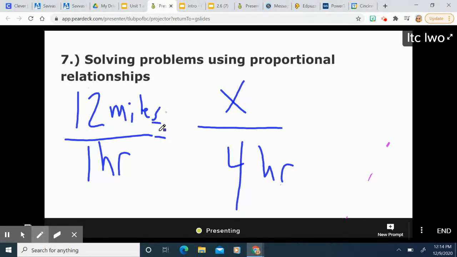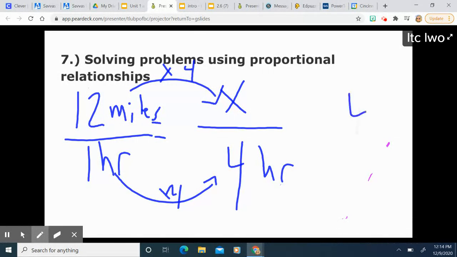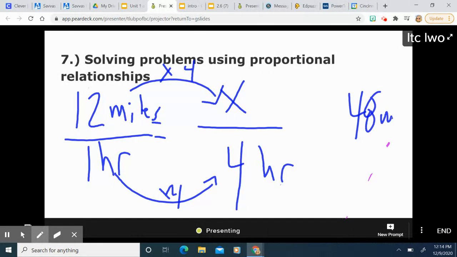And then we would just say, okay, well, to get from 1 to 4, we multiply by 4. To get from 12 to x, we also need to multiply by 4, which is 48. Well, let's see, 12 times 4 is 48. Yep, 48 miles. Okay, so just setting up proportions, which again, we've been working a lot on with unit rates and this and that. Just now sometimes you have to find your constant of proportionality, which again is just y over x. So try this next one.